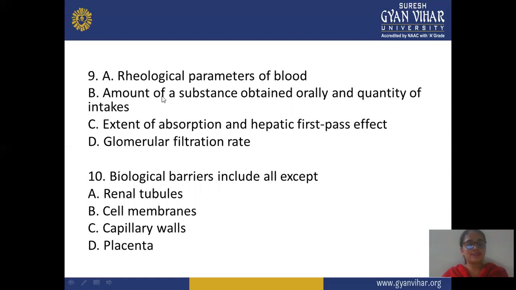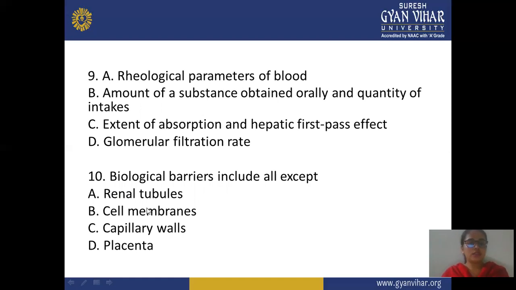Next is the ninth question, a rheological parameter of blood. In this, option A is rheological parameter of blood. B is the amount of drug substance obtained orally. Next, C is extent of absorption, hepatic first-pass classified, and D is glomerular filtration rate. You can select any one correct option. After the ninth, there is the 10th question, the last question: biological barriers include all except. A is renal tubule, B is cell membrane, C is capillary wall, and D is placenta.